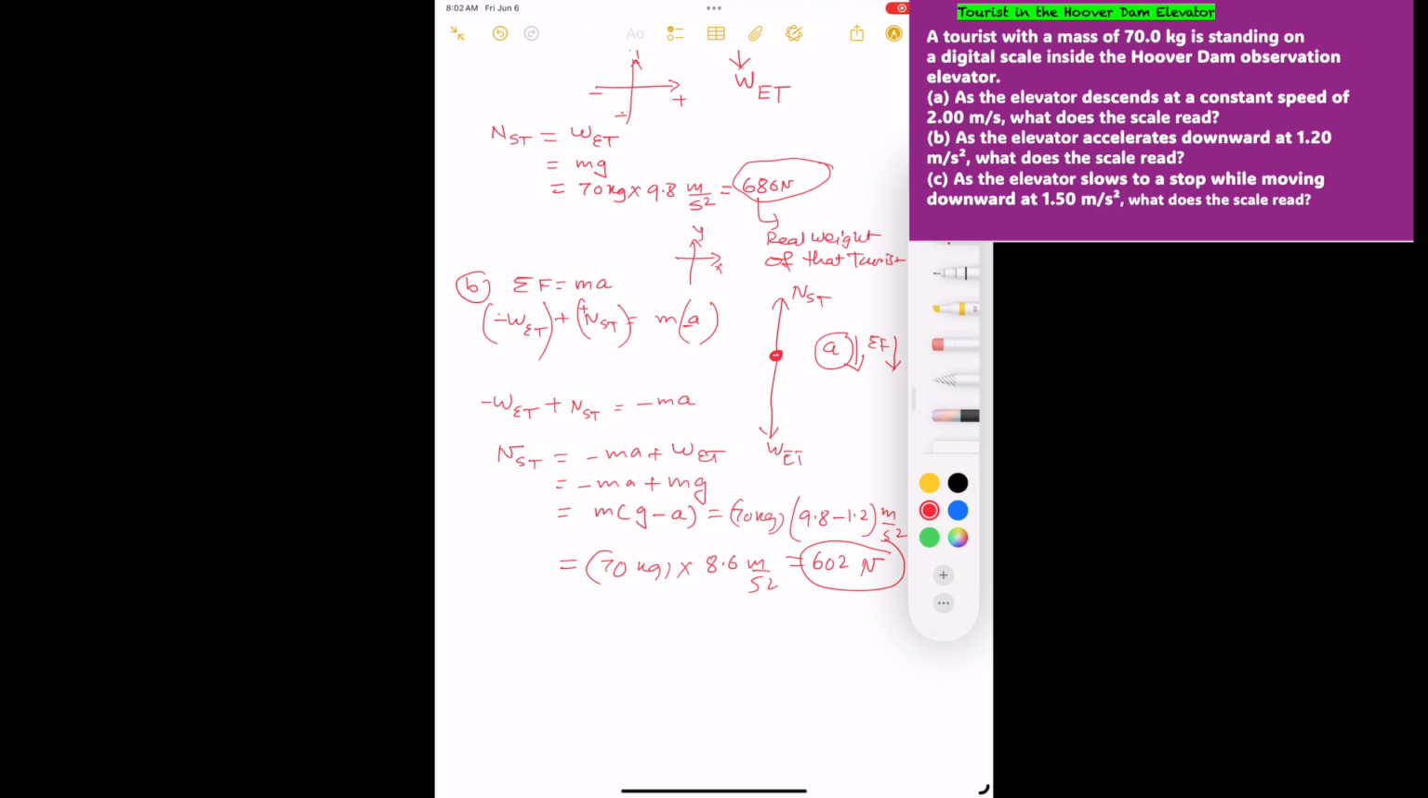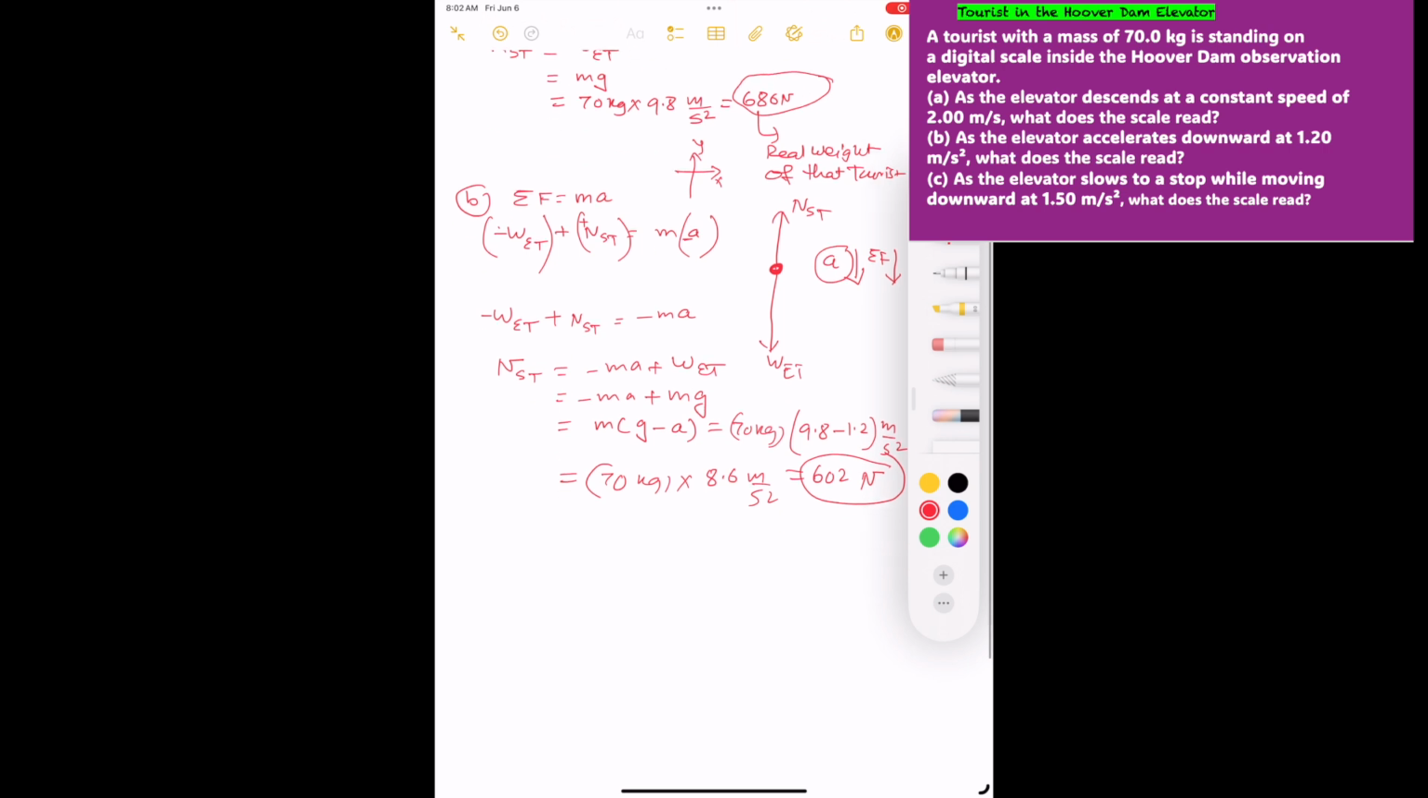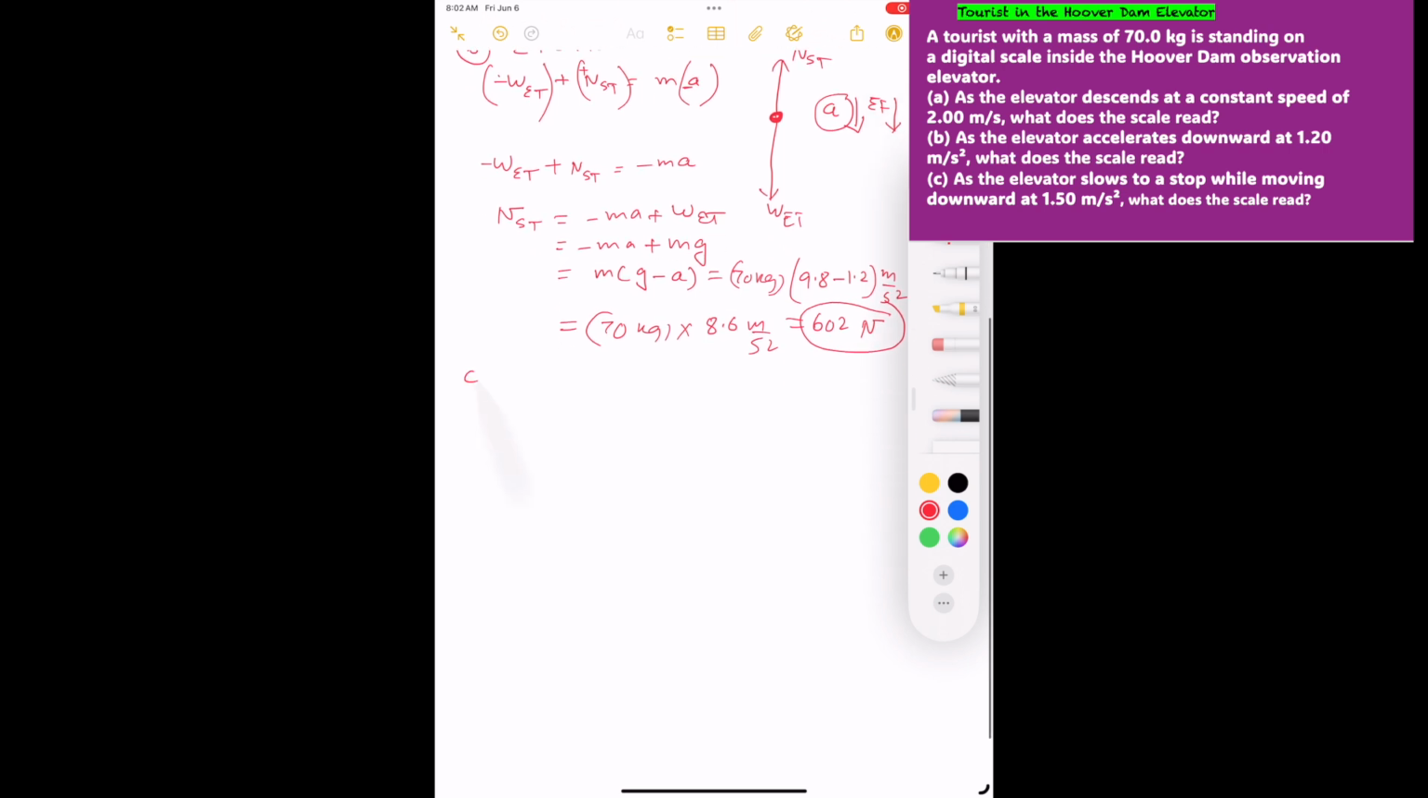When things are not accelerating, the scale gives the correct real reading. If it is accelerating, you see here, it now decreases the reading. But here is situation 3 that we call part C. What it says is that the elevator slows to a stop while moving downward at 1.5 meters per second squared.